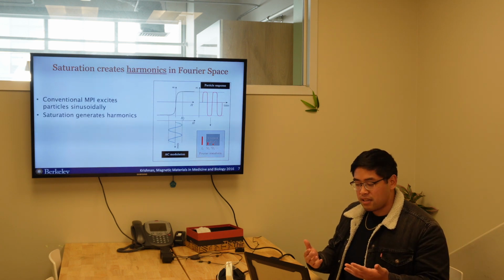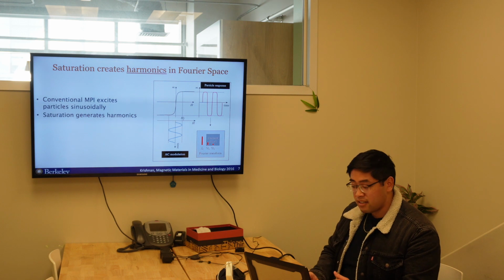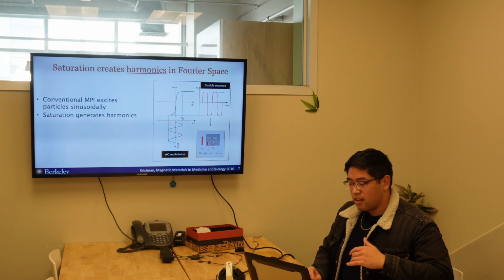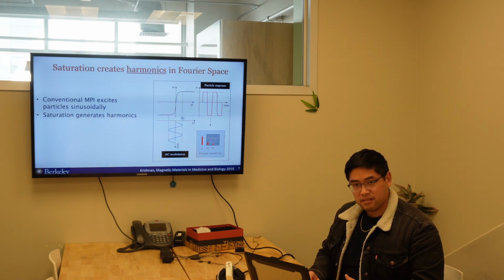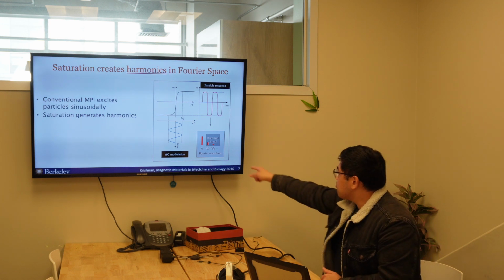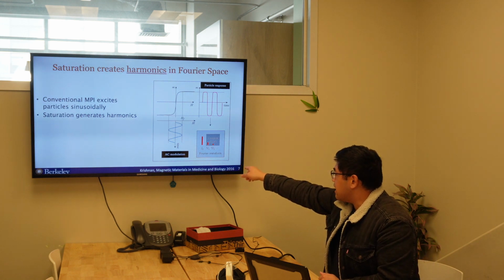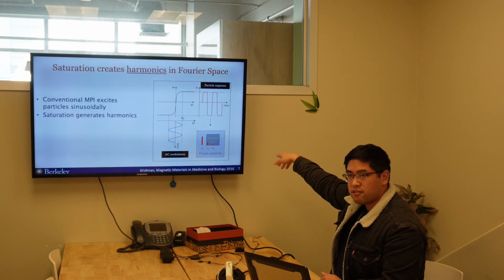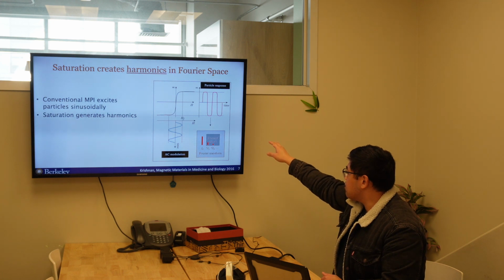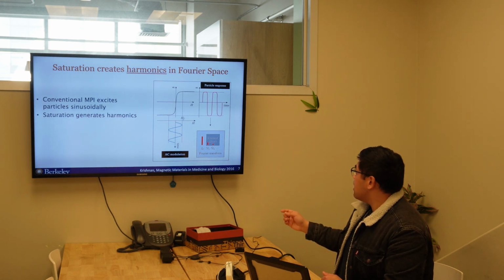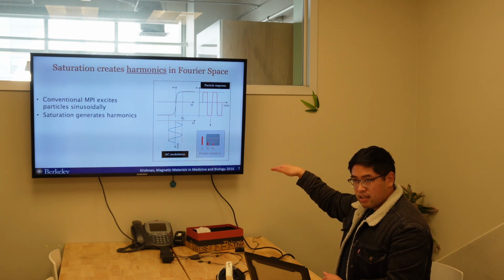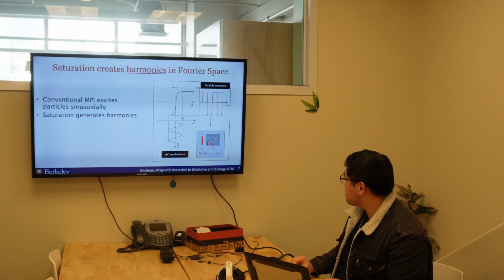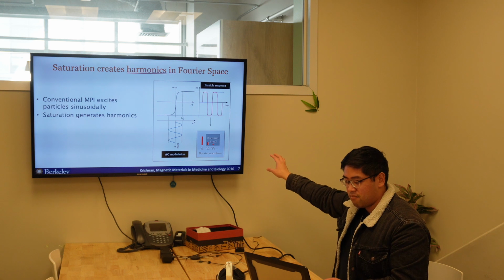In conventional MPI, we excite the particles sinusoidally, and the nonlinearity of the curve, as you saw before, generates harmonics relative to that fundamental frequency. So here we modulate the particles with an AC waveform, and our particle response is a saturated version of that AC waveform. And if you take the derivative of that and plot the Fourier spectrum, we get harmonics. The detected signal actually lies within the harmonics, and we reconstruct our image from there.